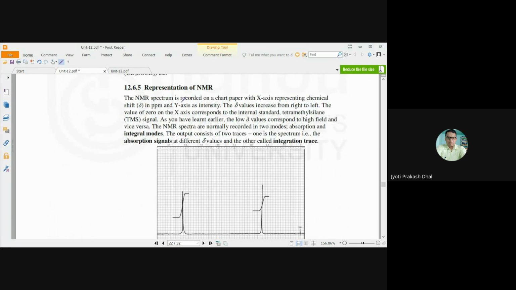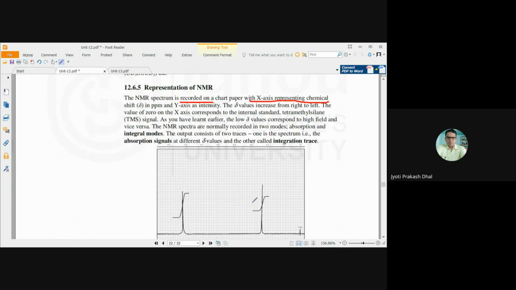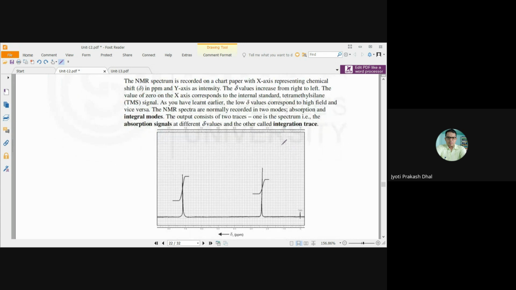The NMR spectrum is recorded on chart paper with the x-axis representing the chemical shift. So in the NMR spectrum, the x-axis will be delta, that is the chemical shift, from right to left, and the y-axis is the intensity. The delta value increases from right to left. The value of 0 on the x-axis corresponds to the internal standard, that is TMS, tetramethylsilane, which is present at the right side. So this one you can see is the TMS.